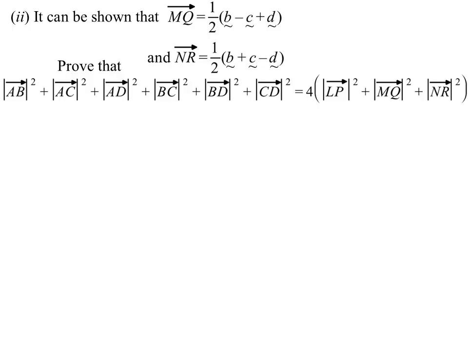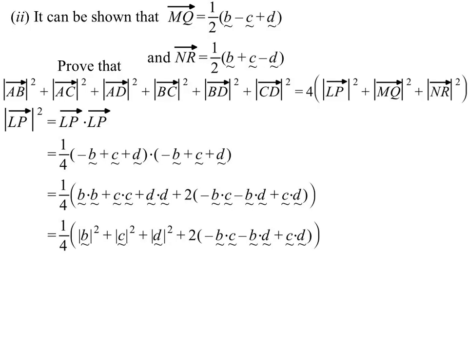They've helped us out a bit by saying, oh, look, you could have done a similar thing for the vector MQ and NR, and you would have ended up with these. So you don't have to go and sort those out. At least they've worked that one out for us. I'm going to start with the right-hand side. Seeing we just worked out what LP was, it kind of makes sense. I'll play with that one that we just worked out.